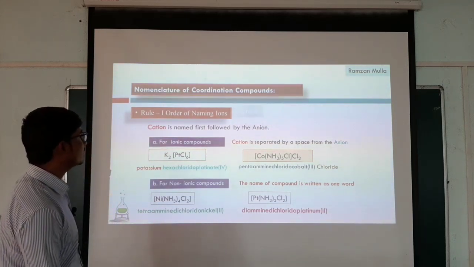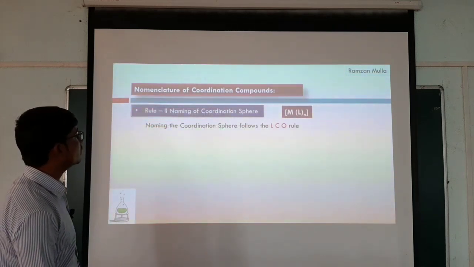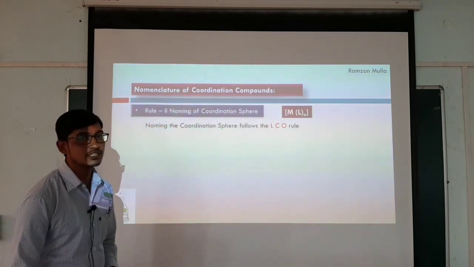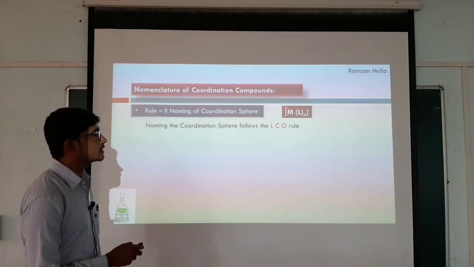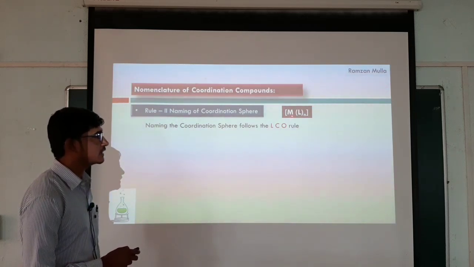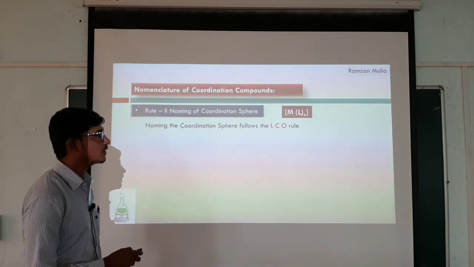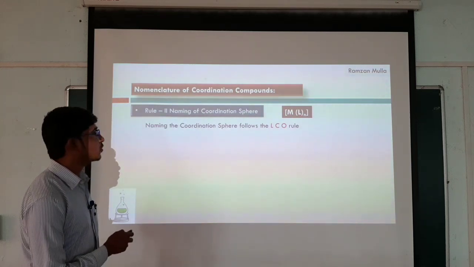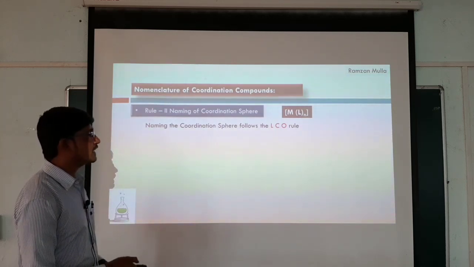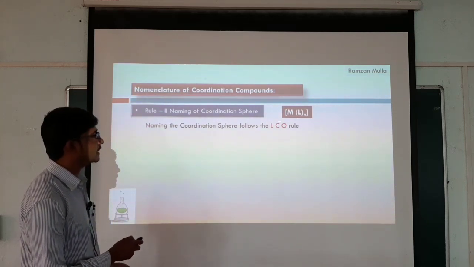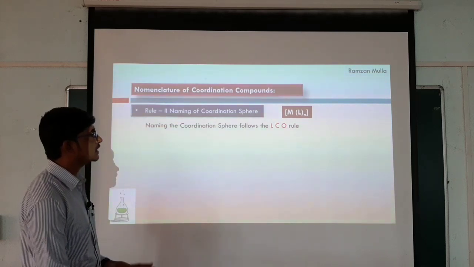Next we will move on to the second rule, that is naming of the coordination sphere. So here the coordination sphere is nothing but the square bracket which encloses the central metal ion and a fixed number of ligands. This is called the coordination sphere. While writing the name of this coordination sphere, we always have to follow this LCO rule. Now what is this LCO rule?